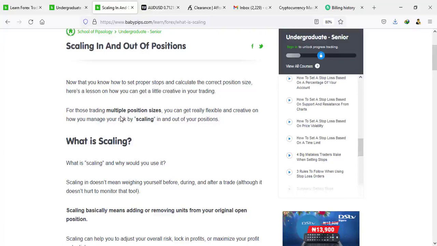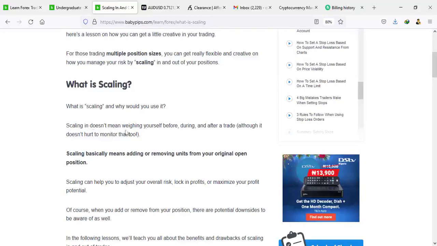Remember, for those trading multiple position sizes, scaling in and out of your positions is a great way to go. Scaling in doesn't mean weighing yourself or something like that. Basically, scaling means adding or removing units from your original open position. So you take a trade, and you want to add more to that position, or you want to take some out of that position. Scaling can help you adjust your overall risk, lock in profit, or maximize your potential profit.